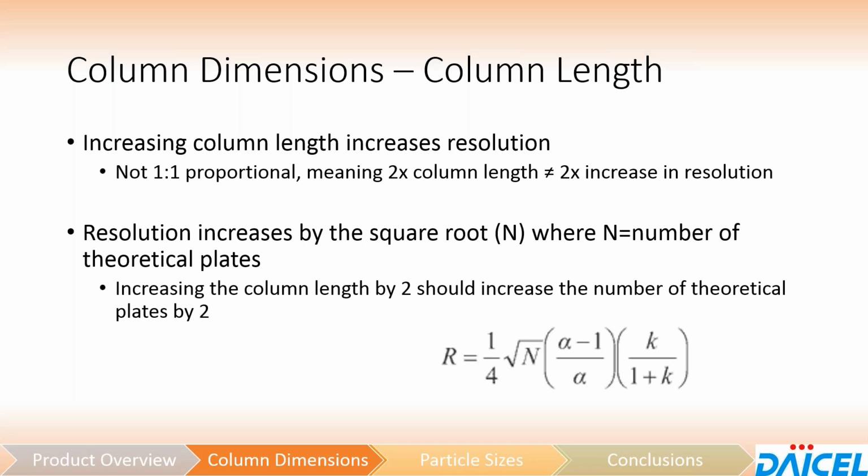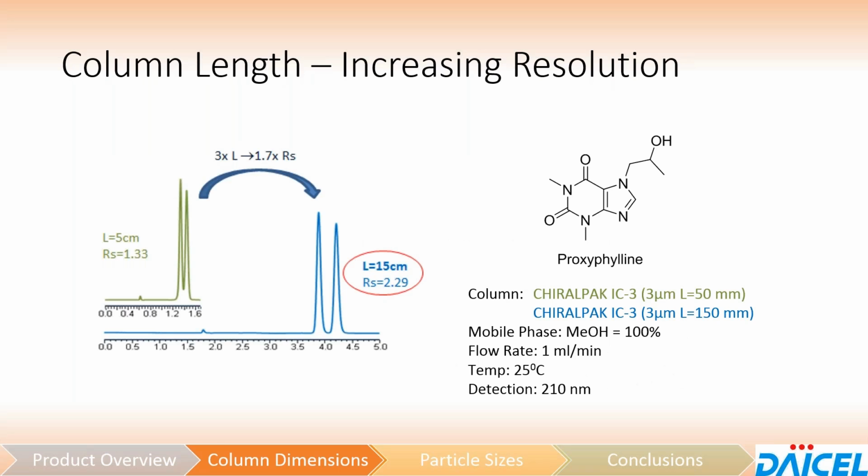So if we increase the column length by 2 and therefore increase the number of theoretical plates by 2, we should see an increase in resolution by the square root of 2, or 1.4 in this case. And if we increase it by 3, we should see an increase in resolution of 1.7. If we look at an actual separation to kind of prove that out, this is a separation on ChiroPac IC3.